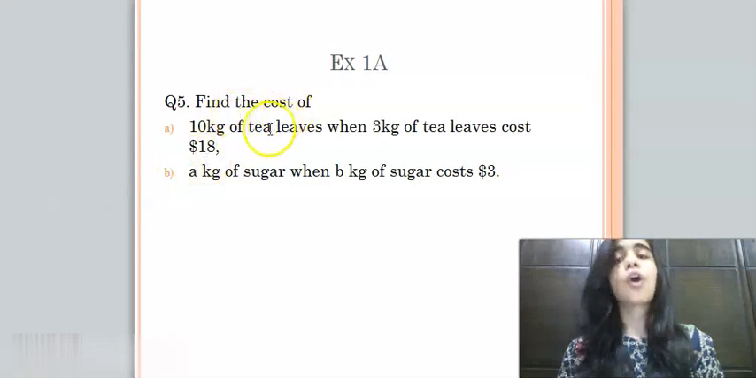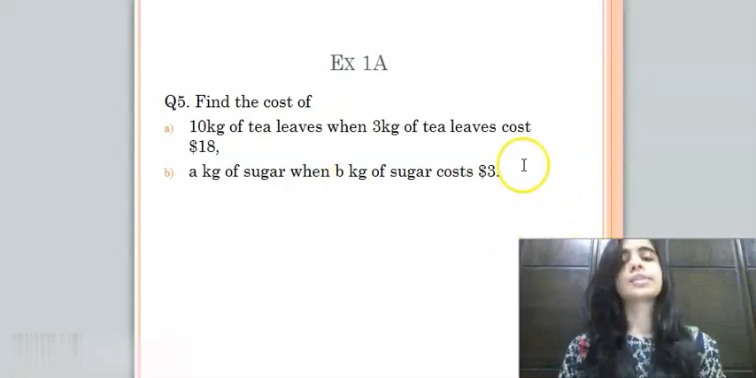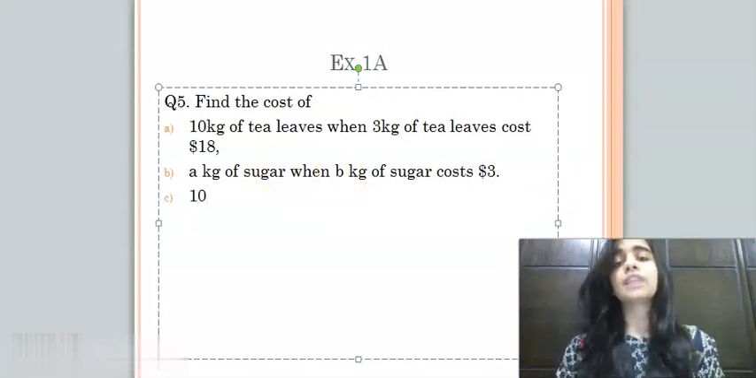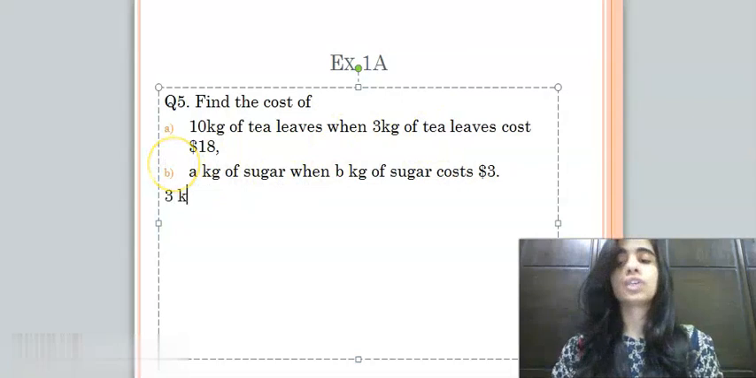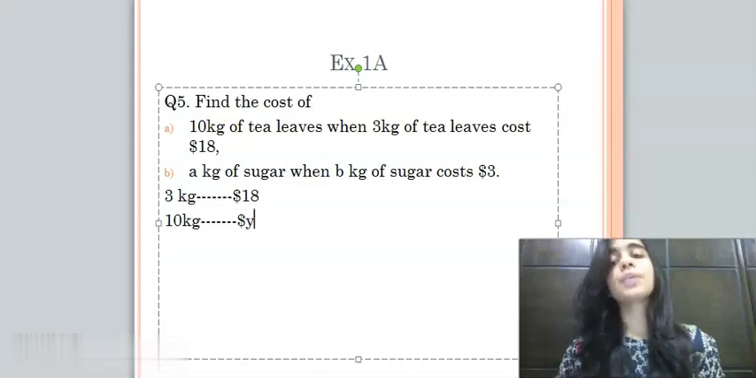Find the cost of 10 kg of tea leaves when 3 kg of tea leaves cost $18. So in this question I will use the unitary method, and let's work out part A. So it's very easy. 10 kg of tea leaves, we need to find their cost, and 3 kg cost $18. So 3 kg is for $18. Now we need to find for 10 kg. So we will write 10 kg over here, and we don't know the cost for 10 kg, so we can write $y.